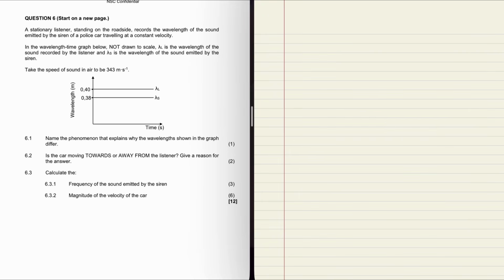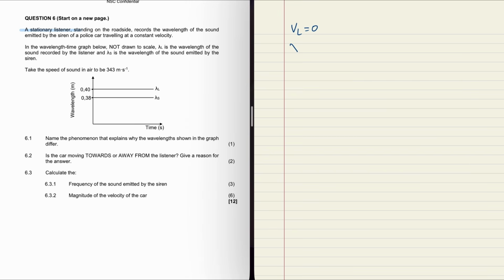Question 6 says, a stationary listener standing on the roadside records the wavelength of the sound emitted by the siren of a police car traveling at constant velocity. So I'm going to make a note here, a stationary listener. That means that VL is equal to 0. Record the wavelength of sound. In the wavelength time graph below, not drawn to scale, lambda L is the wavelength of the sound recorded by the listener, and lambda S is the wavelength of the sound emitted by the siren.